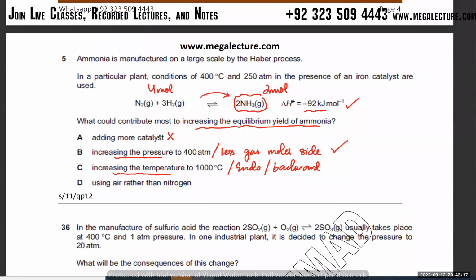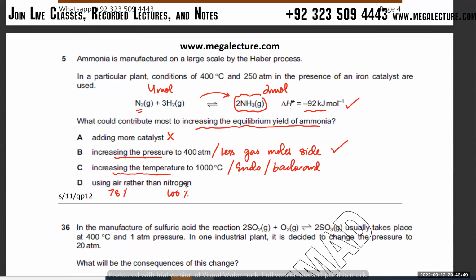So, using air rather than nitrogen. What effect will it have, by the way, if you use air rather than nitrogen? Firstly you had 100% nitrogen. Air has how much nitrogen? Air has 78% nitrogen, right? So what are you doing? You're reducing the concentration of nitrogen, right?